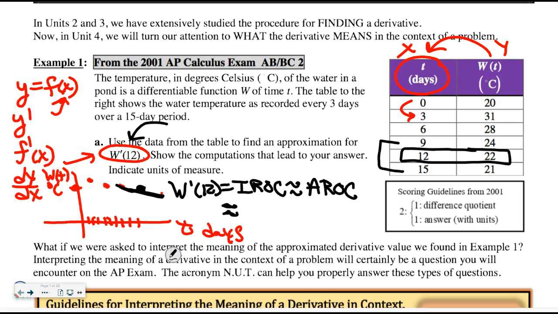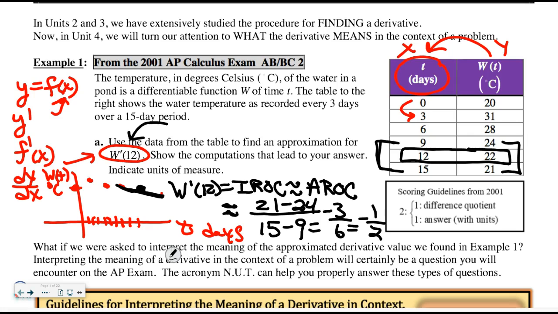So we're going to straddle it, and we are going to do change in Y, which is change in water temperature, over change in X, which is change in time. So we'll just go 21 minus 24 over 15 minus 9. So it looks like I have a -3/6 or a -1/2.